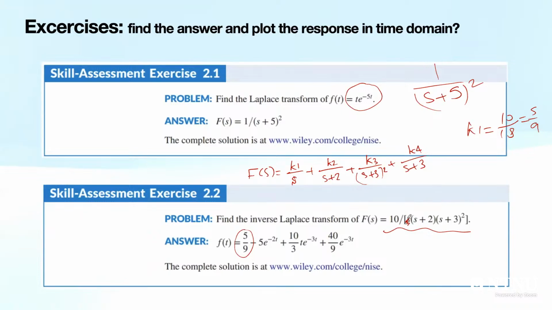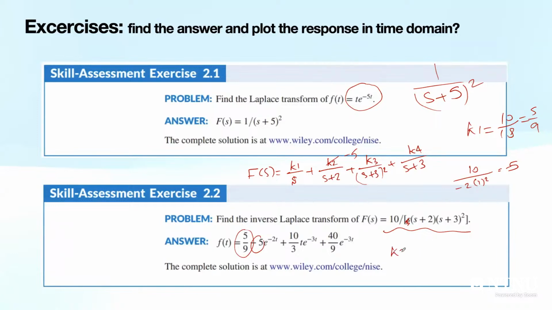To get K2, you need to multiply both sides by S plus 2 and substitute S equal minus 2. So it will be 10 divided by minus 2, multiplied by minus 2 plus 1, squared, which is 1. So it will be 10 divided by minus 2, which is minus 5. So K2 will be minus 5. If you want the inverse Laplace transform of that part, it will be minus 5 exponential minus 2t. If you want to get K3, it will be similar.